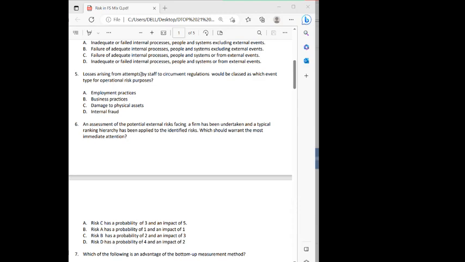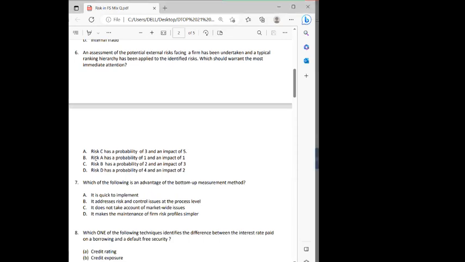Attempts by staff to circumvent regulations. Purposefully, staff is trying to violate regulations. That is coming under fraud. It's a fraud. So the correct answer is D, internal fraud. Right. Question 5, D. Let's go to question number 6.